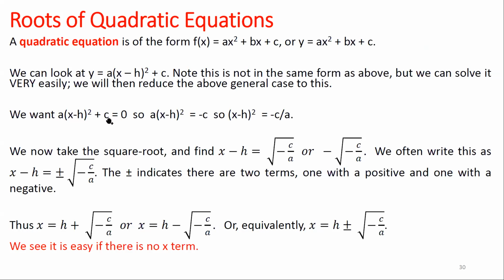C just shifts things vertically up and down, h shifts things left and right, and a influences just how steeply it increases. And so we subtract c from both sides as before. We divide by a, we take the square root. We decided to write with a plus or minus to just make our lives a little bit easier. It's a little bit more compact notation. Then we just add h to both sides. So we see it's very easy when there's no x term, or when we can write it as a x minus h squared plus c.